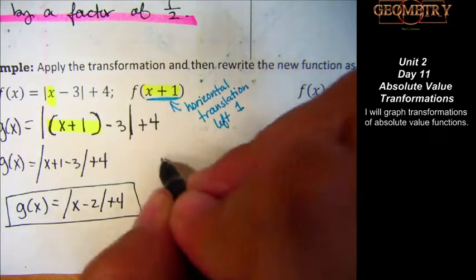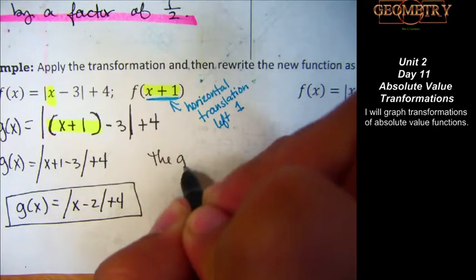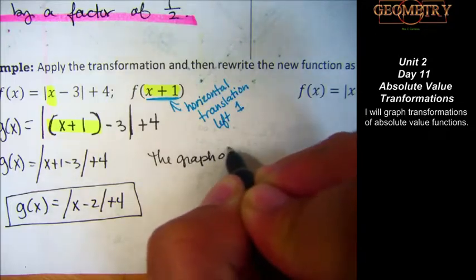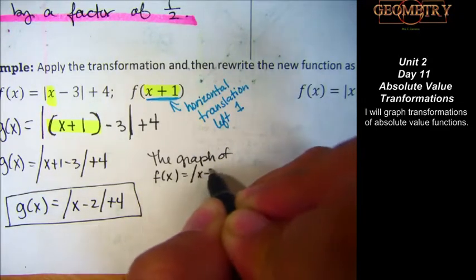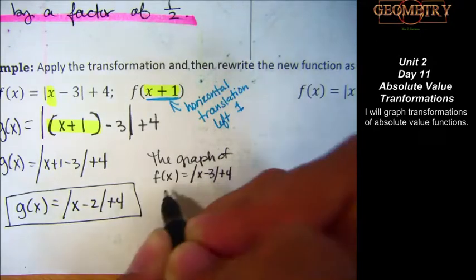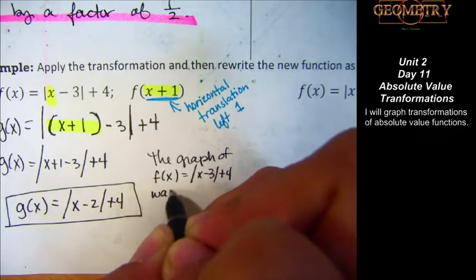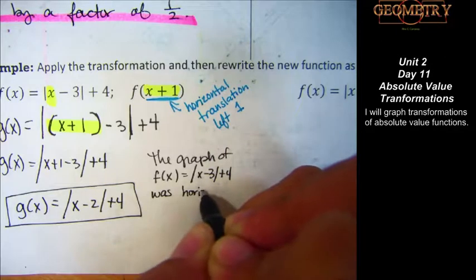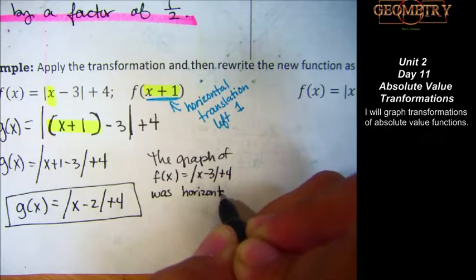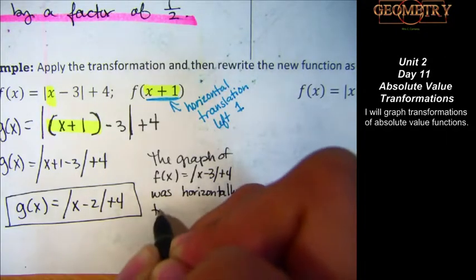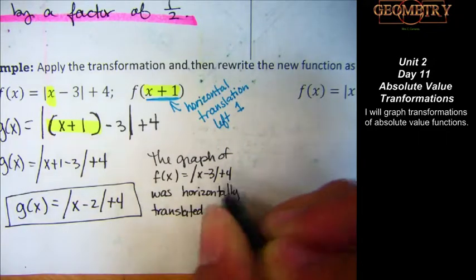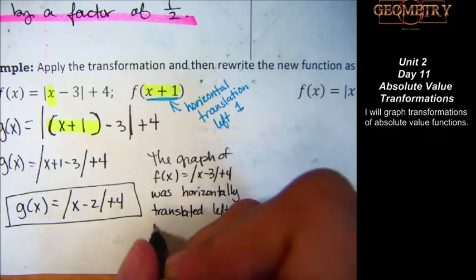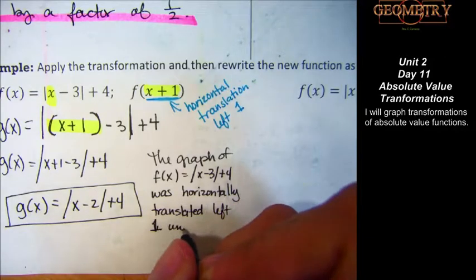And so my sentence then becomes: the graph of this was horizontally translated left 1 unit.